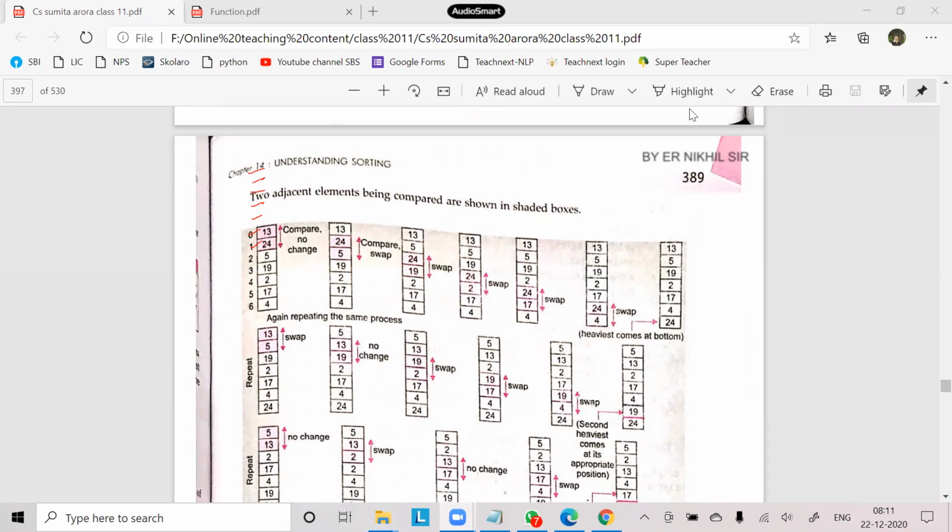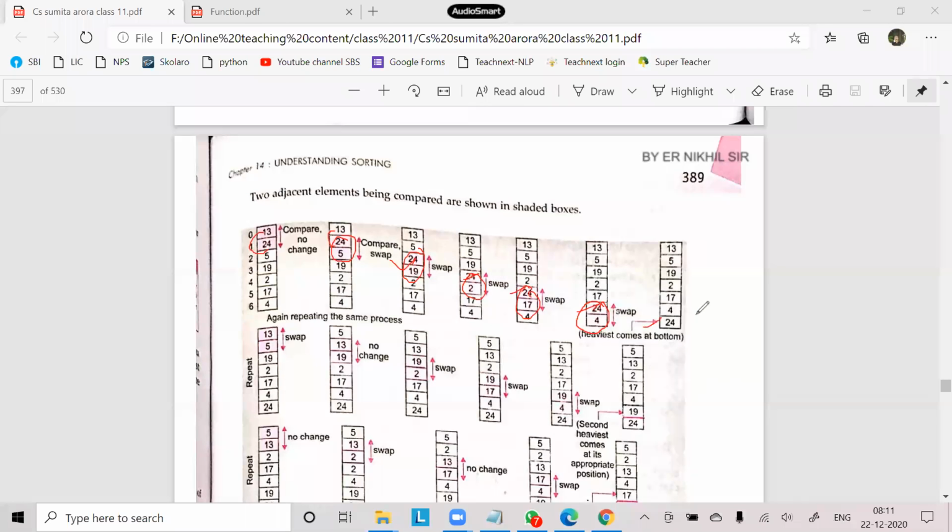A quick revision, quick follow up of what we have seen last time. क्या हो रहा है इसमें? पहले इन दोनों का कंपेयर होगा, जो भी भारी रहेगा वो नीचे रहेगा, तो देयर इज नो चेंज. Now there would be a comparison between these two, 24 and 5. Whichever is heavier, it will settle down. 24 has moved down. Now comparison between 24, 19, moved down. 24 and 2 comparison, 24 will move down. 24 and 17 comparison, 24 is moved down. 24 and 4 comparison, and at last 24 has come down.